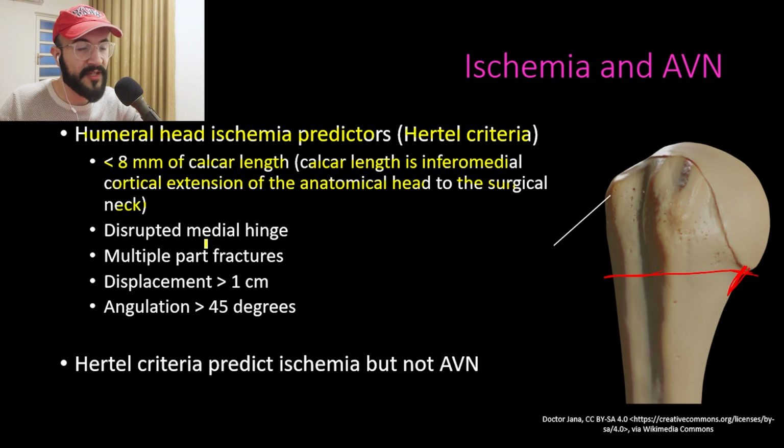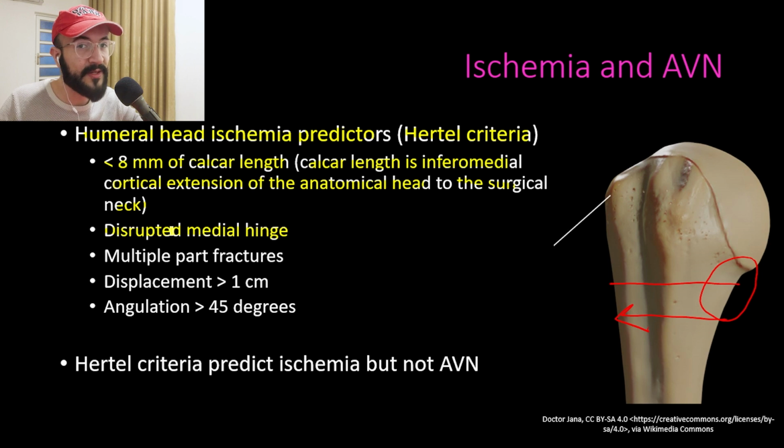And the ischemia of the humeral head is also predicted if there is a disrupted medial hinge. And as you can see in this picture, here is the medial hinge, and the medial hinge gets disrupted if there is a fracture here and there's displacement with the fracture. So the humeral shaft would be displaced away, and this would disrupt the medial hinge. If there is a fracture but no displacement, then the medial hinge is not disrupted.